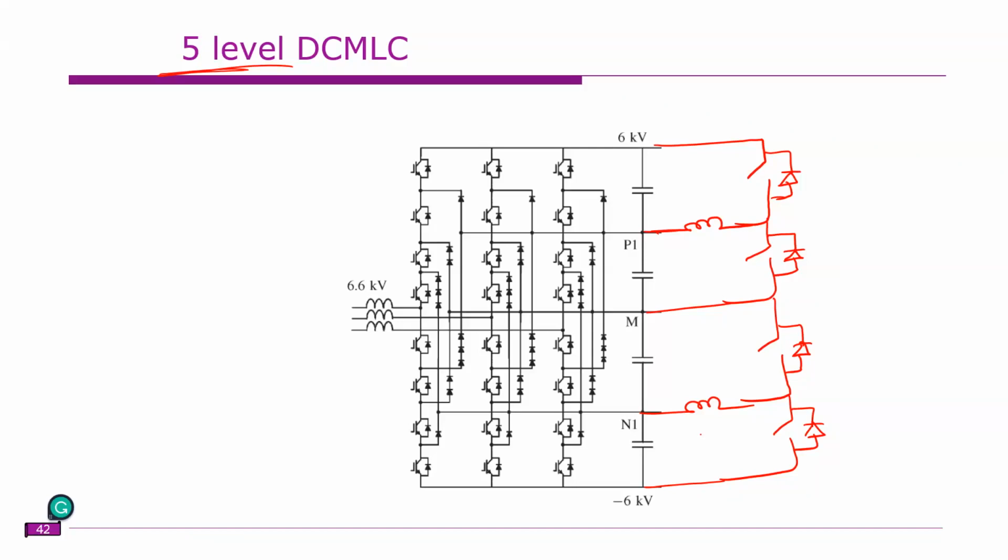So the upper 2 capacitors are controlled separately and the bottom 2 capacitors are controlled separately. The logic is the same here. Once this capacitor voltage is in excess, the power is transferred here. Similarly here also, once this capacitor is in excess, it is transferred to this capacitor, the upper capacitor.